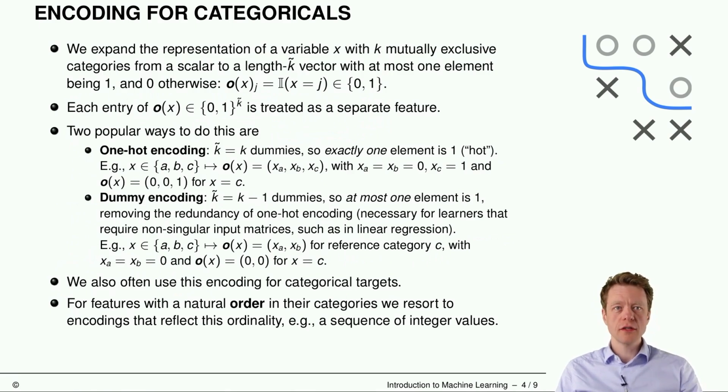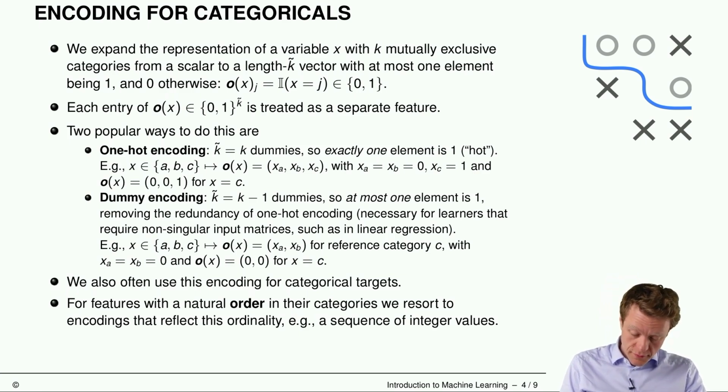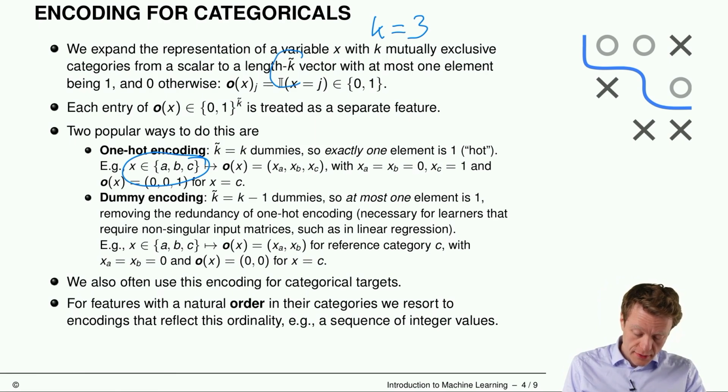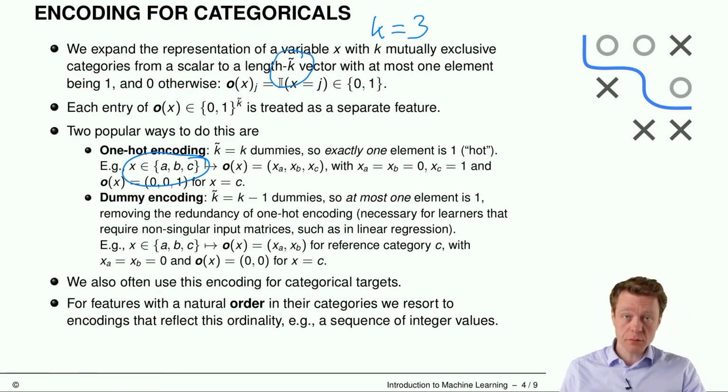How can we encode categorical variables? Let's stick to the case where we have three classes. For example, the output of the iris dataset. So in this case, K is three mutually exclusive categories called A, B, C, for example. And we want to encode this to a vector of length K tilde. Okay, so K tilde can be the same as K, which is so for the one-hot encoding, but it could also be K minus 1, for example, for the dummy encoding.